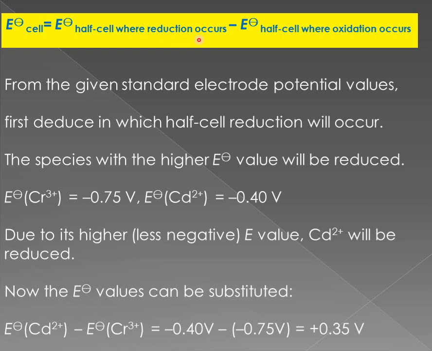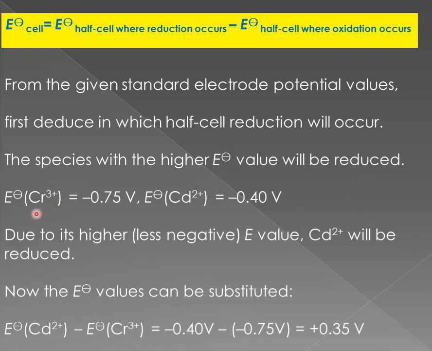Remember, red cat: reduction at cathode, minus the standard electrode potential of the half cell where oxidation occurs. Oxidation always happens at the anode. Remember, an ox: anode, oxidation. From the given standard electrode potential values, first deduce in which half cell reduction will occur. The species with the higher standard electrode potential value would be reduced. So remember that.